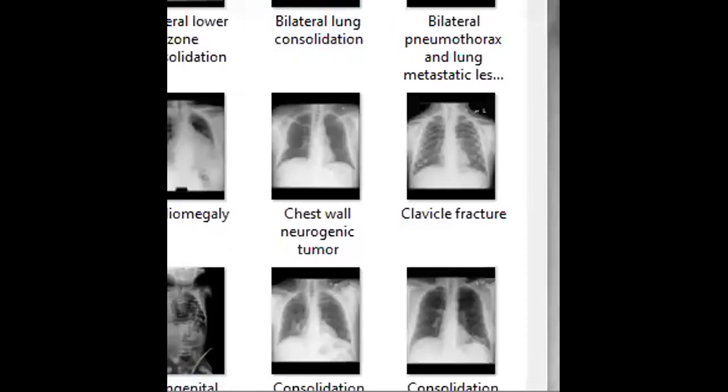Anyway, yes, air fluid level, Dr. Amani, perfect.